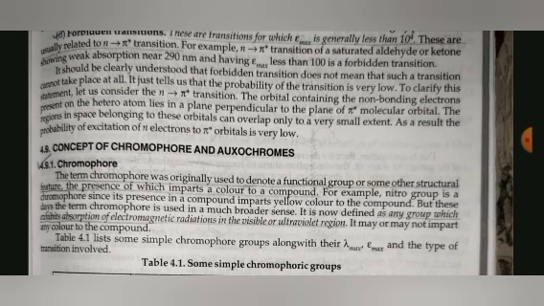To clarify this statement, let us consider the n to pi star transition. The orbital containing the non-bonding electrons present on the heteroatom lies in the plane perpendicular to the plane of the pi star molecular orbital. The regions in space belonging to these orbitals can overlap only to a very small extent. As a result, the probability of excitation of an electron to the pi star orbital is very low.